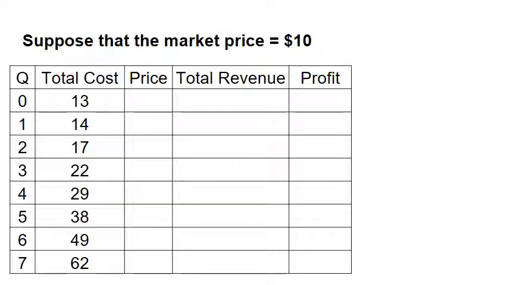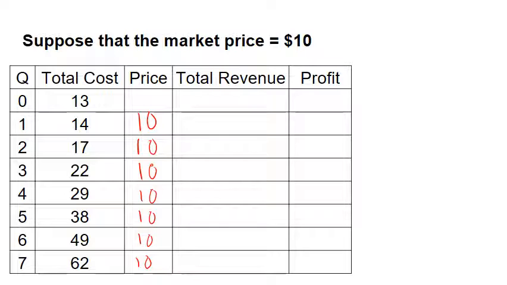Well, since the market sets the price, the firm can sell as little or as much as it wants at the current price. So if it can sell 1 unit at $10, it can sell 2 units at $10 per unit. It can sell 3 units. The price stays constant at 10 as we go down the table.